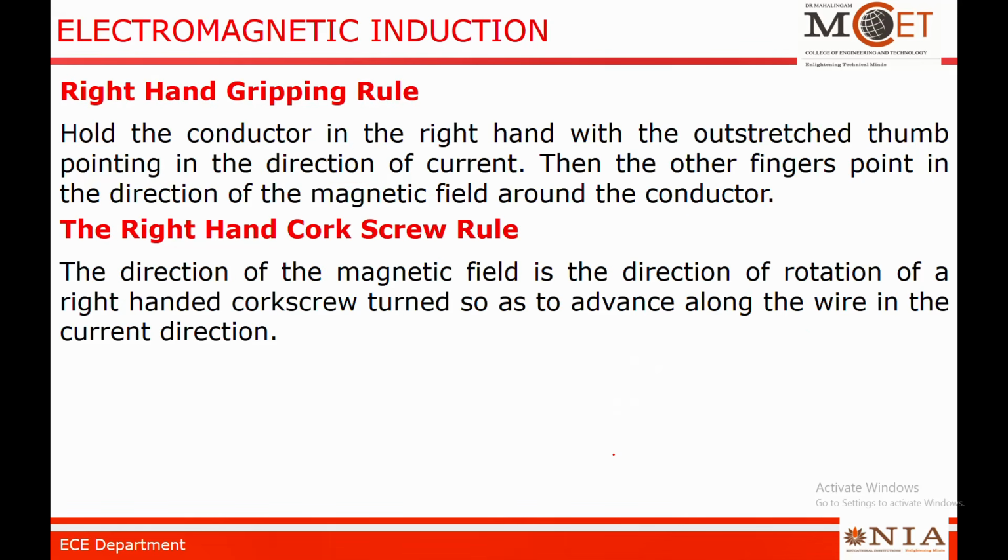The next is the right hand corkscrew rule. This rule says the direction of the magnetic field is the direction of rotation of the right hand corkscrew. I am clearly saying that the direction of the magnetic field is the direction of rotation of the right hand corkscrew. If the direction of the corkscrew is turned, the direction of the magnetic field is obtained vice versa. The corkscrew advances along the wire in the current direction.